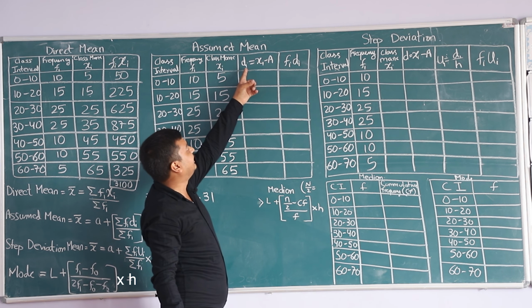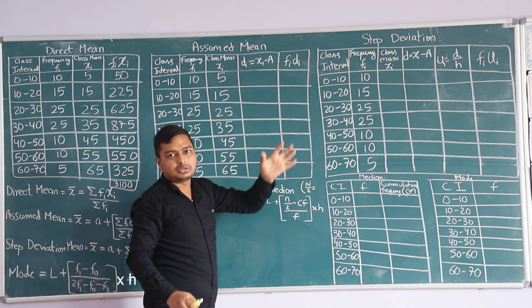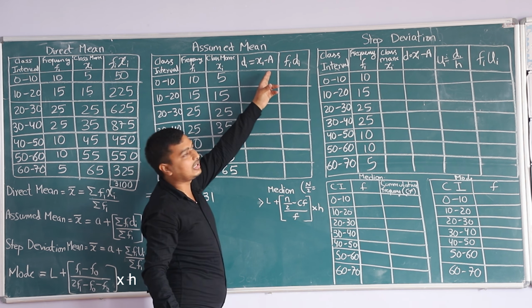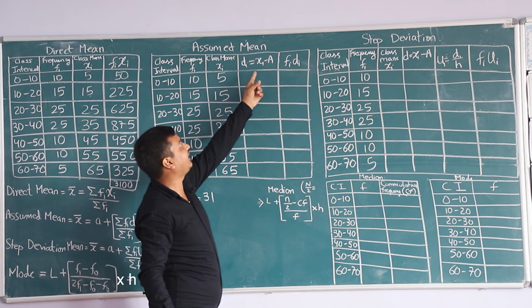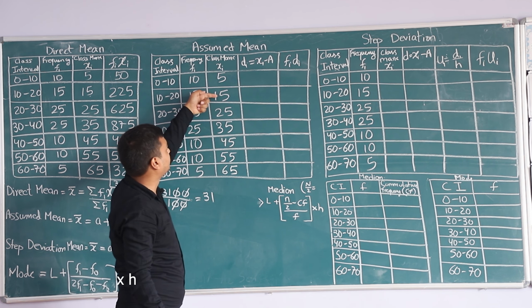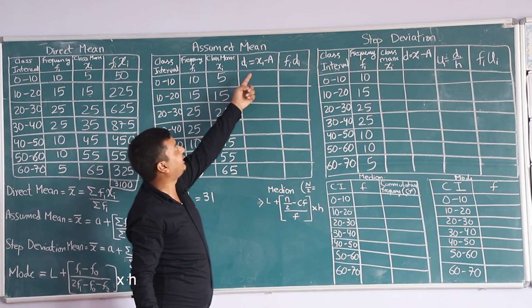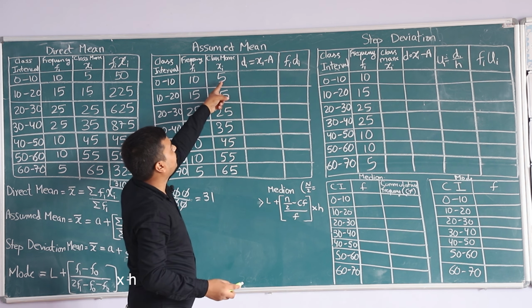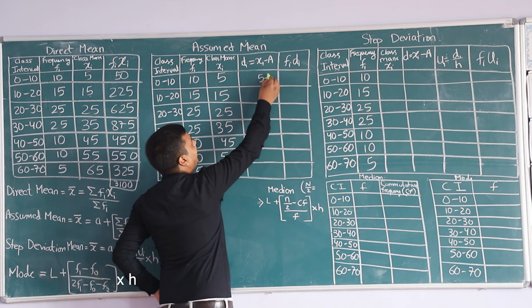Next, we are going to find D. D is equal to XI minus A. Now, sir, what is the meaning of D? D means deviation. How to calculate the deviation? That is XI minus A. What is XI? XI means the first, next X2, next X3, X4. Now let us calculate. D is equal to XI minus A. XI is 5, so here I will do 5 minus the A value.